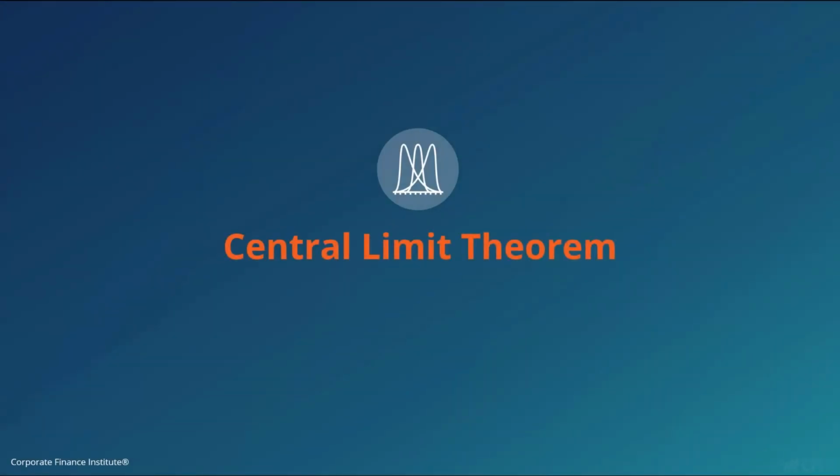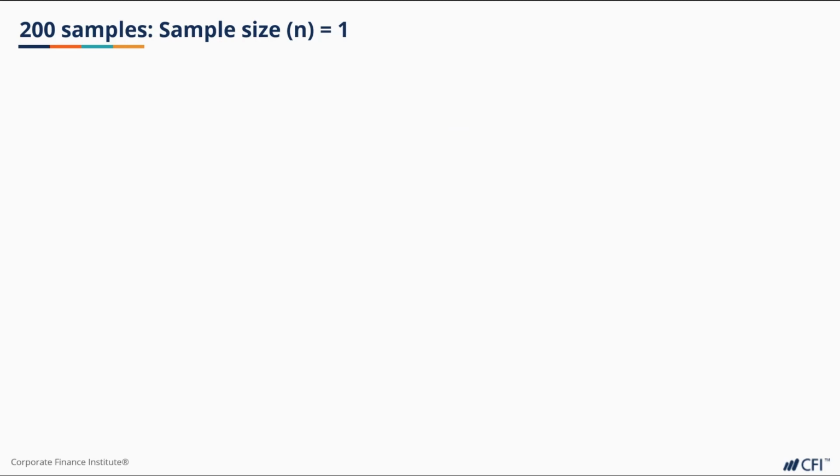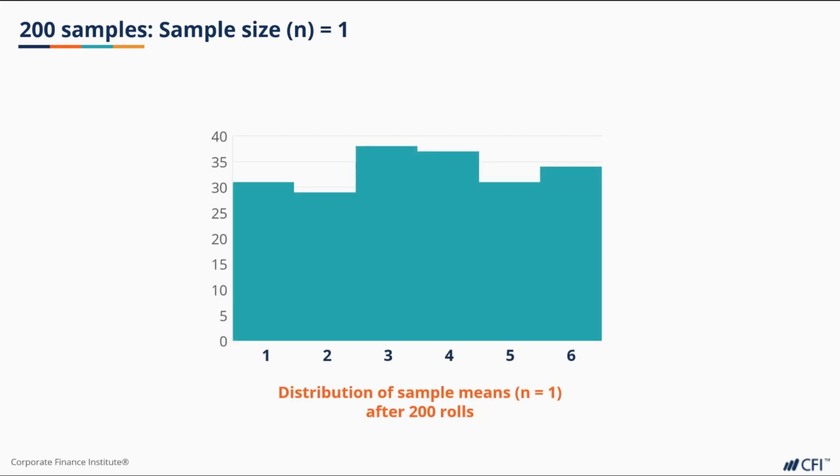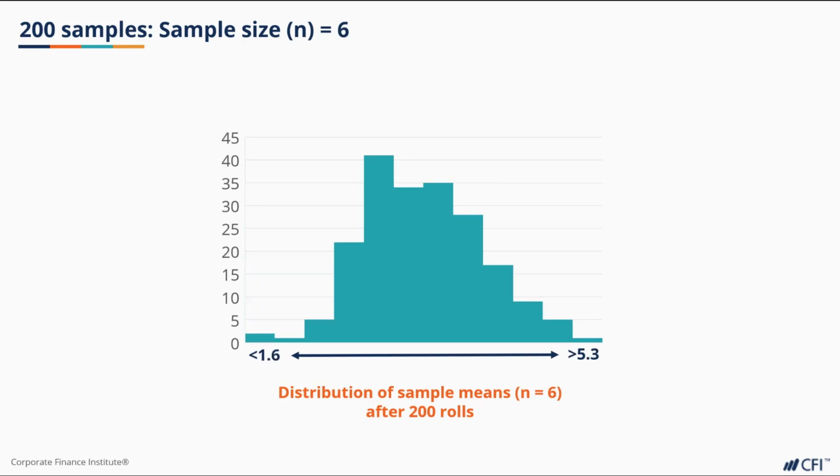Another thing that happens as we increase our sample size is that the distribution of the mean of our sample changes. Imagine we rolled a single dice 200 times and plotted our results on a histogram. The results would look something like this, with a flat distribution. Now let's roll 2 dice, take the mean, and plot that into our histogram. After 200 rolls, the result looks like this. Let's do this one more time, only let's roll 6 dice and take the average. As we increase the size of our sample, the distribution of those samples begins to reflect the normal distribution.